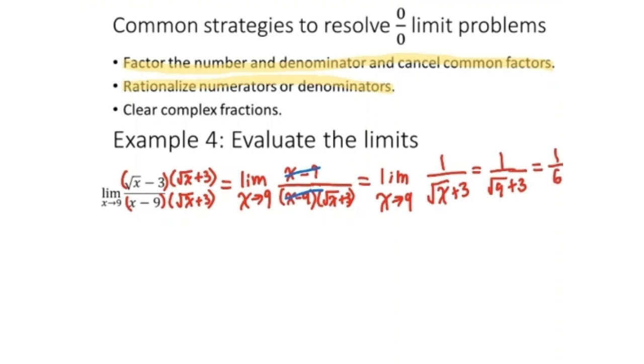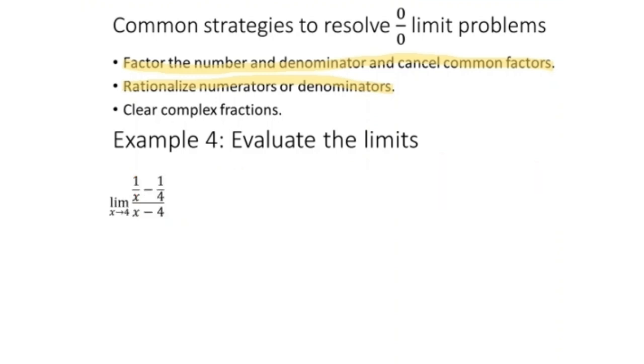So anytime you have the 0 over 0 indeterminate form with radicals, try rationalizing the numerator or denominator depending on where that radical is located. Now we're going to evaluate the limit of 1 over x minus 1 over 4, all over x minus 4. This function is technically a rational function. Even though it's not a polynomial divided by a polynomial, if I divide a rational function by a rational function, it is still a rational function. And keep in mind, polynomials are rational functions.